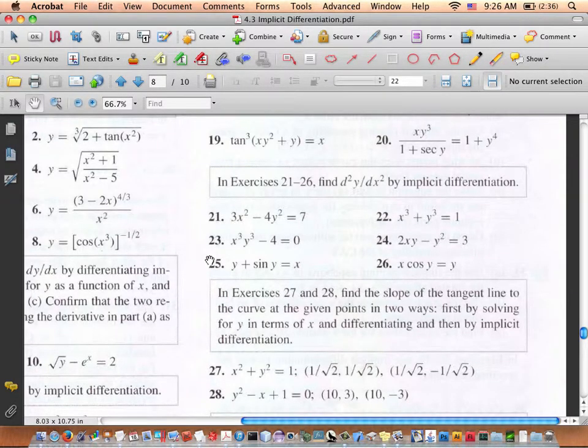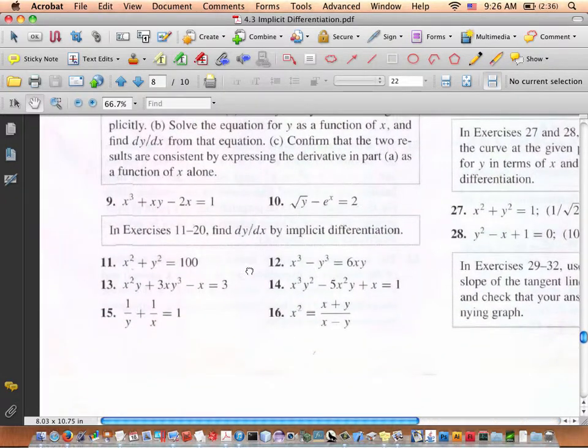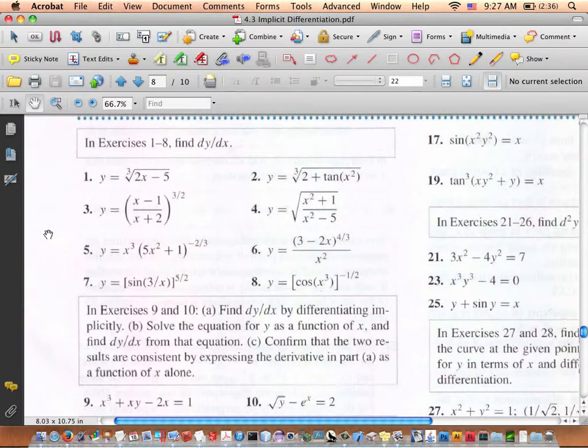So, we're a little bit behind, so what you're going to do for me today is not the Friday homework. It's the Thursday. It's the 1 through 26 that you're going to do for me. And let's just look at this homework real quick.